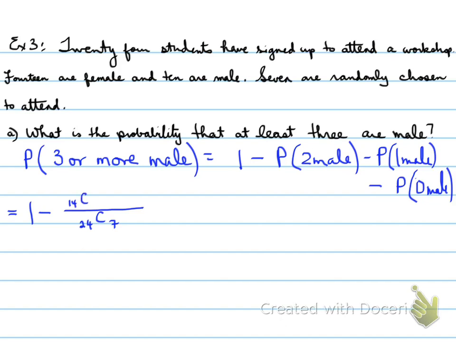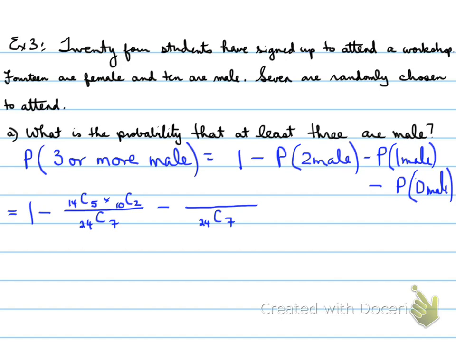From there, remember we want 2 males and the rest female. So from the 7 we're choosing, we have 14 females, and we're going to choose 5 females. And from the remaining males, which are 10, we choose 2 males. Minus, on the bottom is 24 choose 7, because we want 7 from the 24 that's chosen.